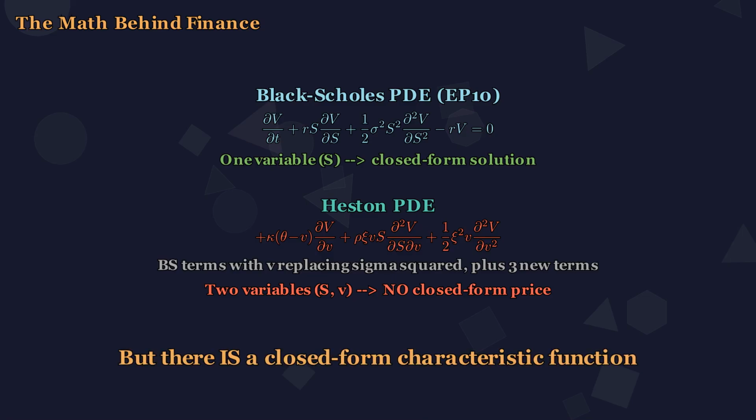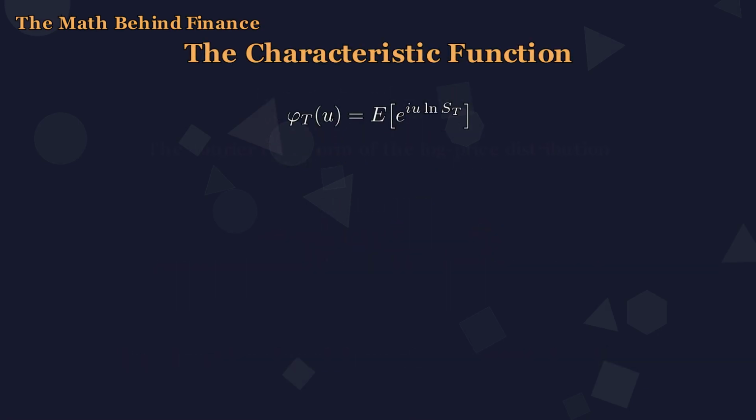The option price has no formula, but the characteristic function of the log price distribution does. The characteristic function is the expected value of e to the power iu times log S_T. It is the Fourier transform of the log price distribution. If you know this function, you can recover any option price via Fourier inversion.